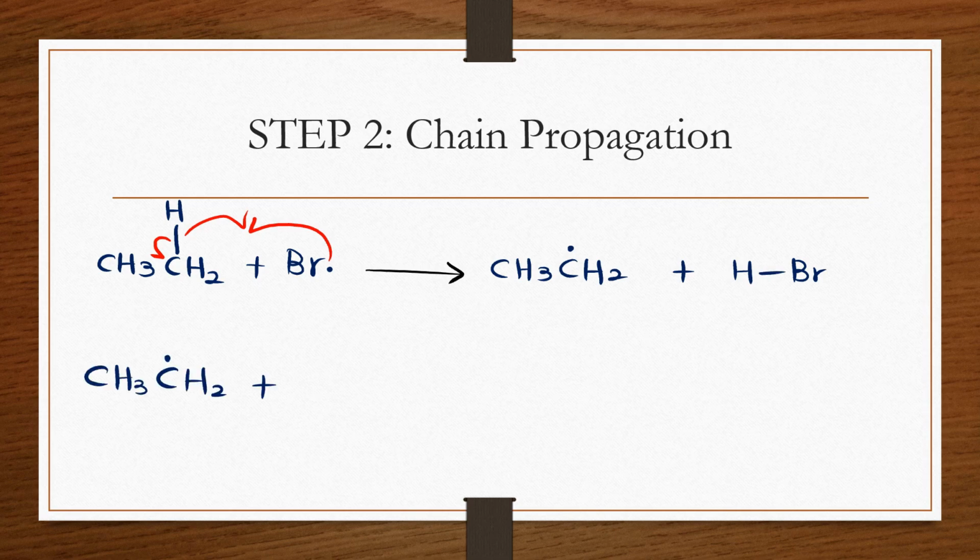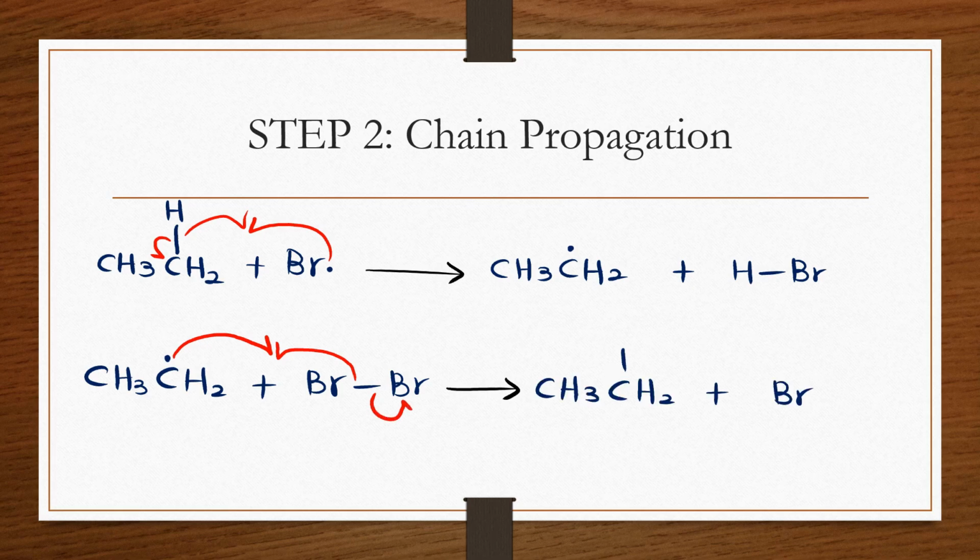Next, the carbon radical reacts with bromine molecule. One of the bromine atoms gets 1 unpaired electron and combines with the unpaired electron from carbon. And then the second electron is transferred to the bromine on the right. Formation of bond between carbon and bromine atom, and the other bromine atom accepts 1 unpaired electron becoming bromine free radical.